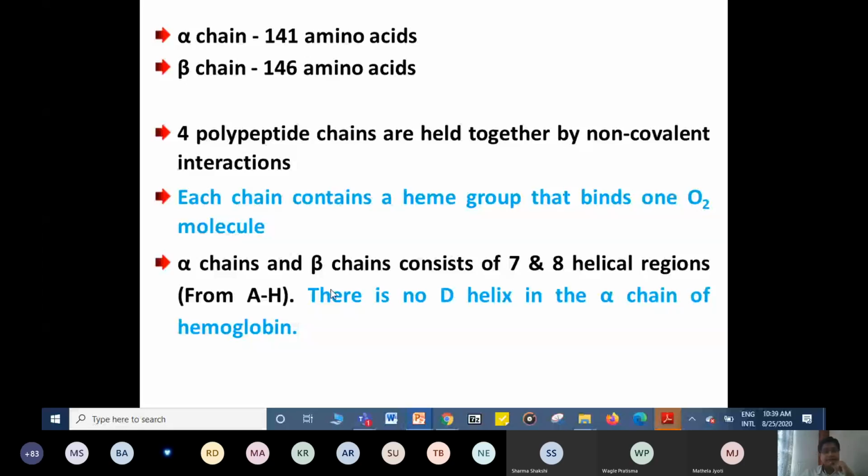Alpha chains and beta chains consist of 7 and 8 helical regions from A to H. That means the alpha chain consists of 7, whereas the beta chain consists of 8 helical regions. That means the structure of the beta chain is identical to that of myoglobin. It also consists of 8 helical regions, but the alpha chain is slightly shorter, and it does not contain the D helix. There is no D helix in the alpha chain of hemoglobin.